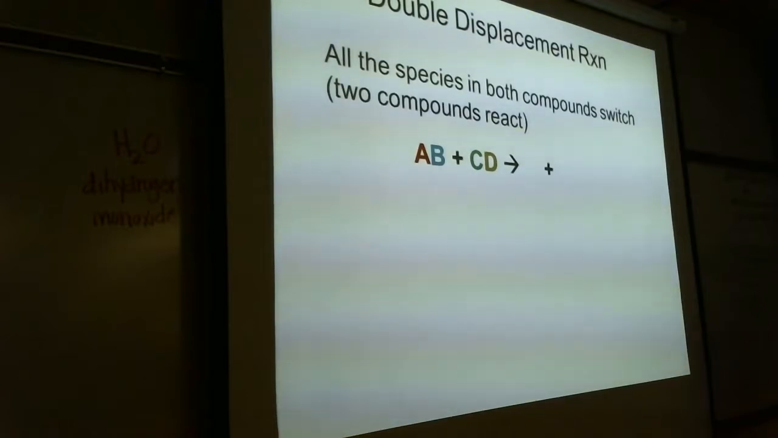And is it going to go AD or BA? AD, right. And then that obviously leaves B and C. Is it going to go BC or CB? CB, right. Always put the cation first, okay? A and B split, C and D split, right?